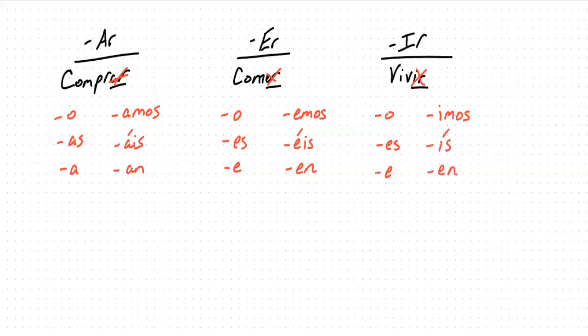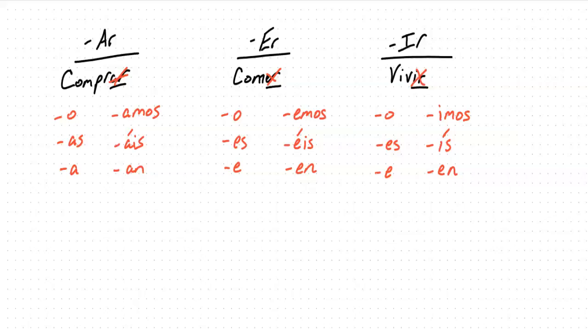Now, ER verbs and IR verbs are very similar to each other. So they have the ES, the E, and the EN endings. But for the we form, an ER verb is going to be pronounced comemos. For an IR verb, it's going to be vivimos because it's an IMOS, vivimos.